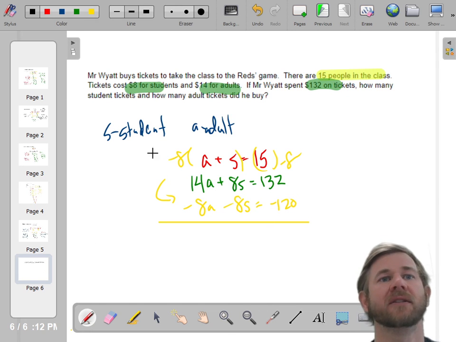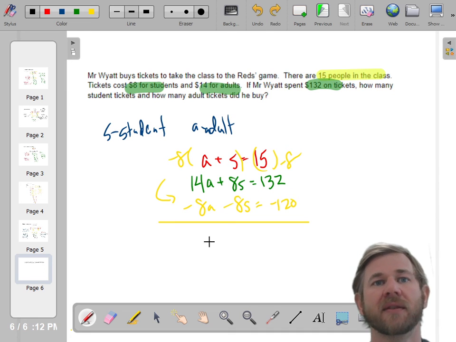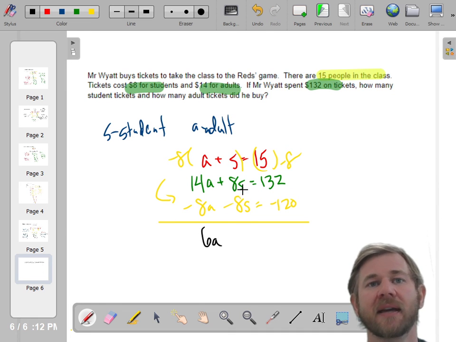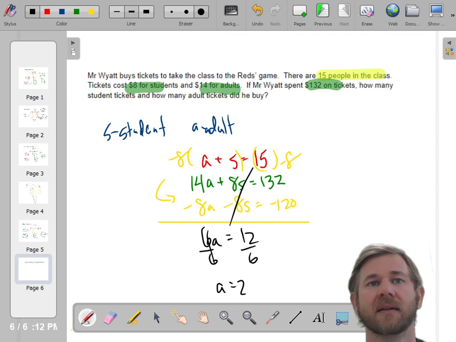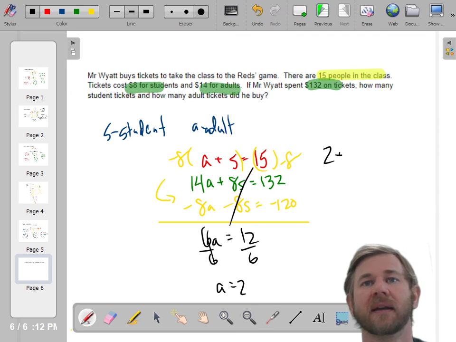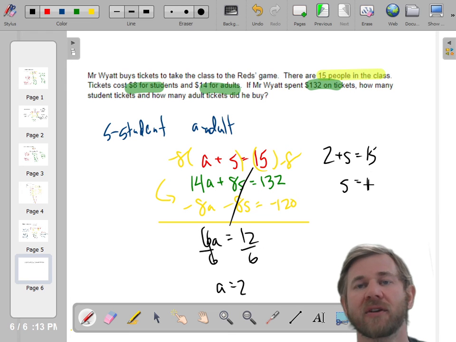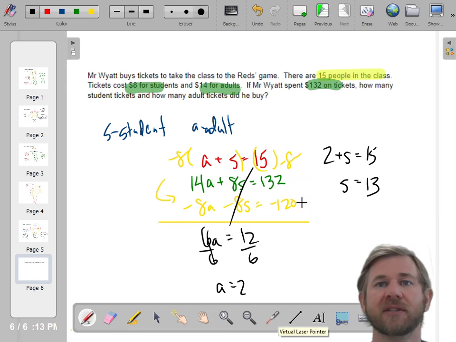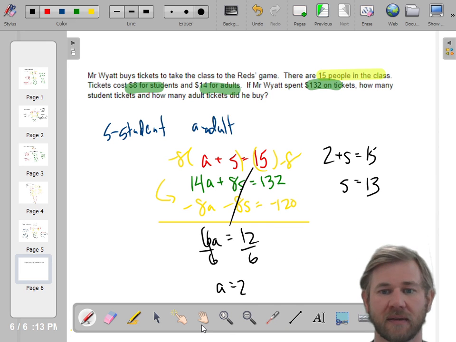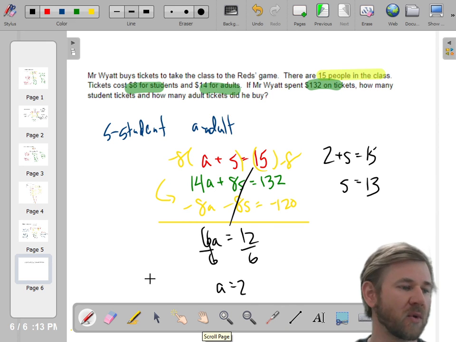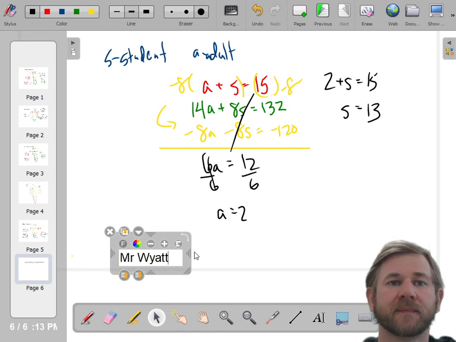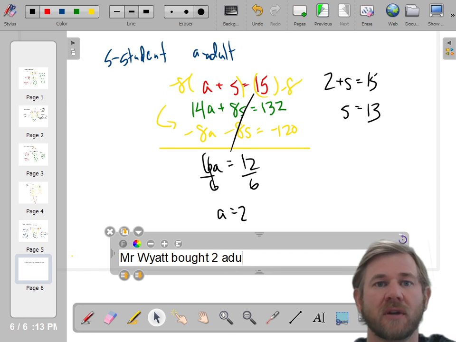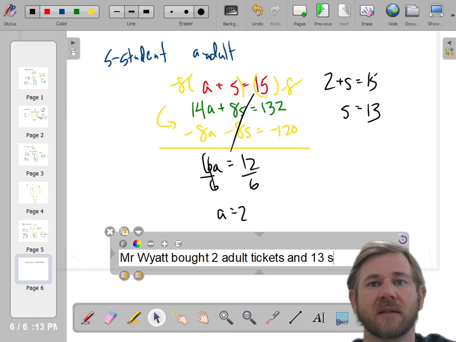Now, just so you understand, I'm looking at those two equations now. When you add those together, 14 minus 8, you get 6a. Those cancel out. 132 minus 120 is 12, which means I bought 2 adult tickets. 2 plus S is 15. That means I had to have bought 13 student tickets. So I'm buying 13 student tickets and 2 adult tickets. And you should probably write that out as a word problem, so maybe a word answer would be good. Mr. Y bought 2 adult tickets and 13 student tickets.